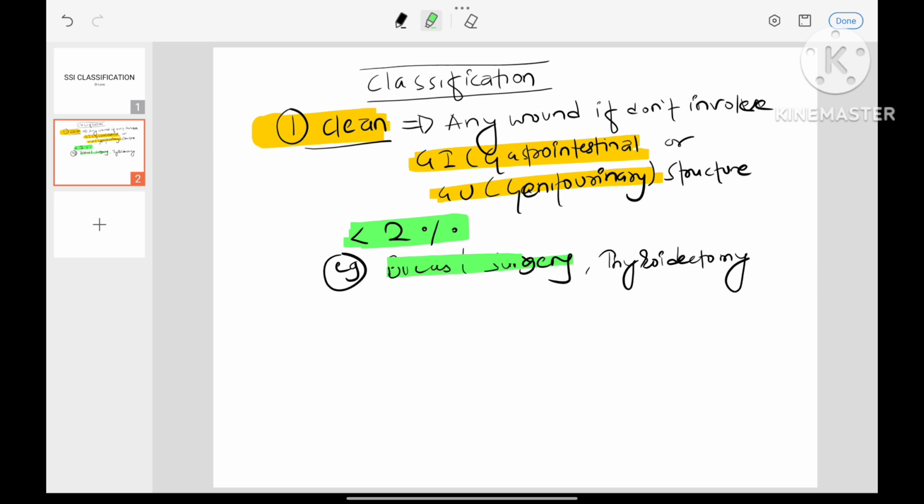When you do breast surgery, there will be no communication with the gastrointestinal structures or the genitourinary structures. Similar is the case with thyroid surgery also. When you do any kind of thyroid surgery, there will be no connection with the gastrointestinal structures or the genitourinary structures. So such wounds are taken as clean wounds.